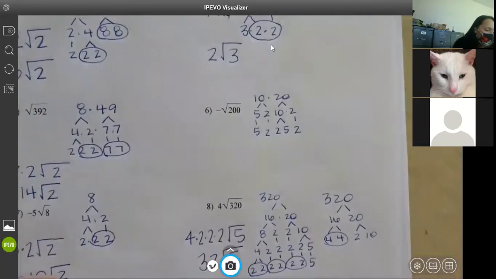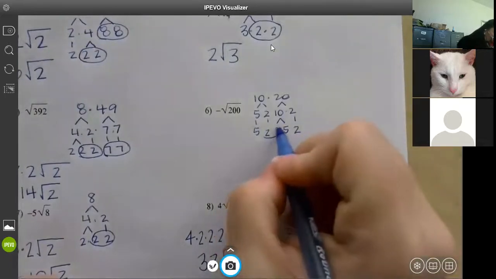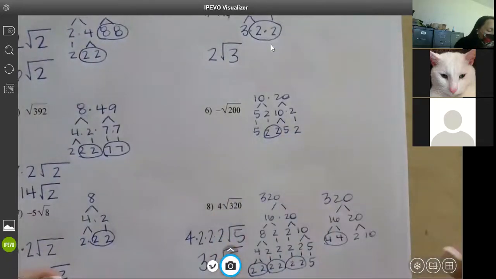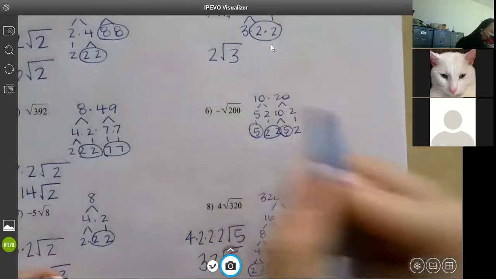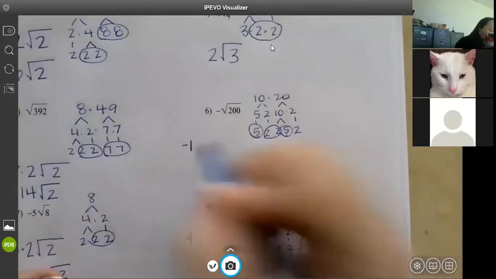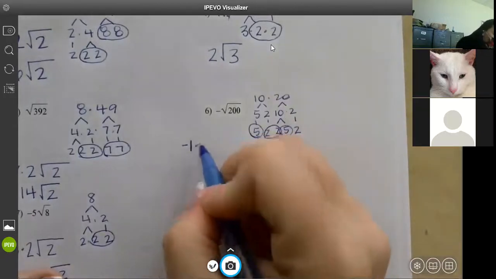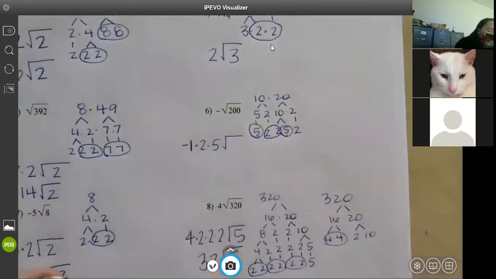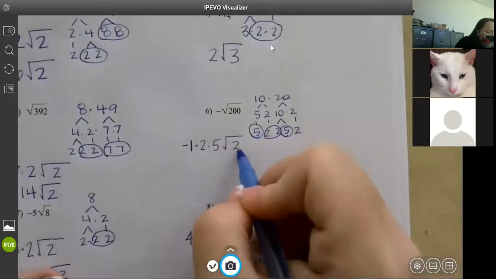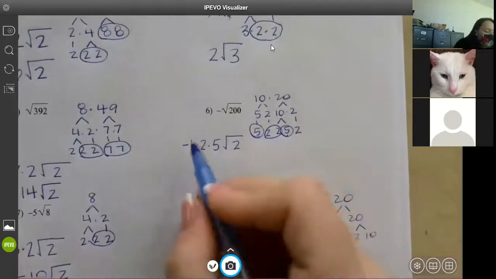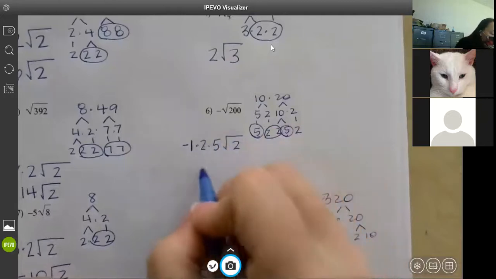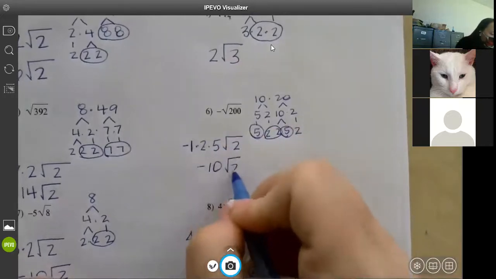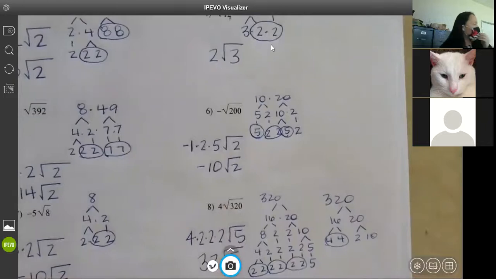What do we have pairs of? We have a pair of 2s. What else do we have? 5s. So we had a negative outside. Remember, we can write that as -1. We had a pair of 2s. We had a pair of 5s. What did we not circle? A 2. Multiply everything on the outside. -1 times 2 is -2. Times 5 is -10. Leave the square root.